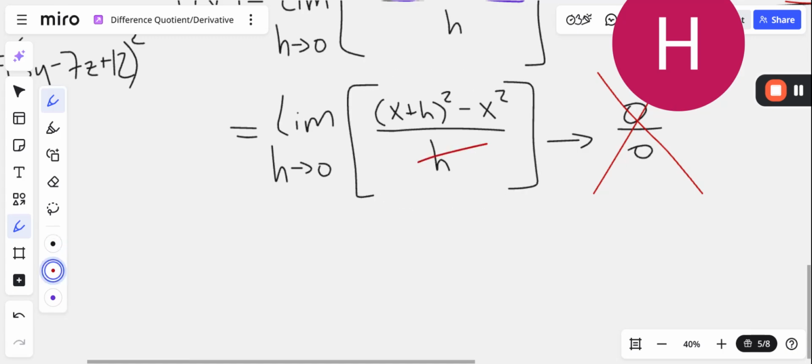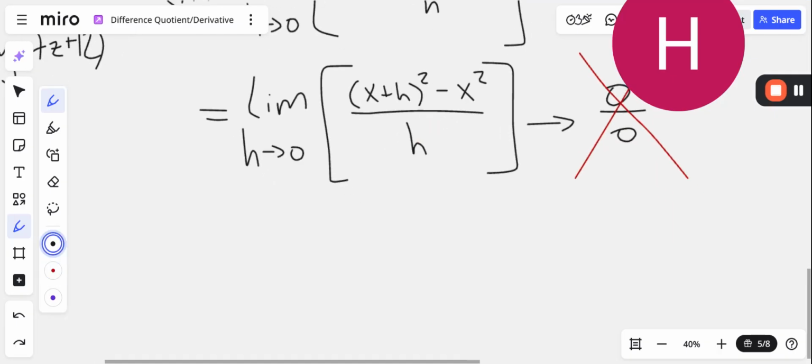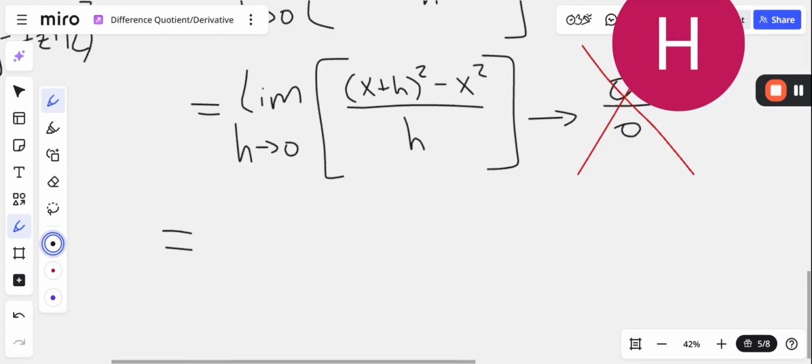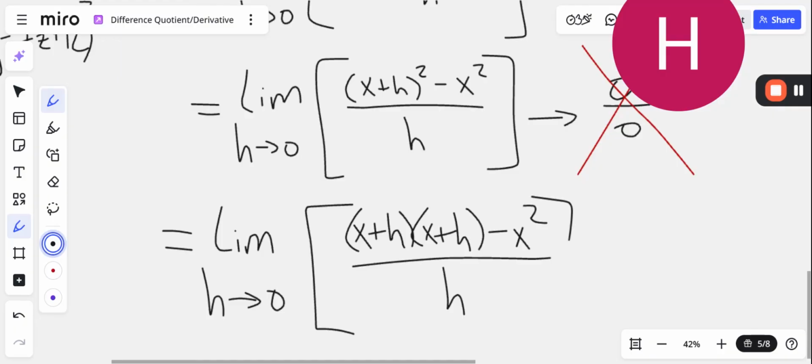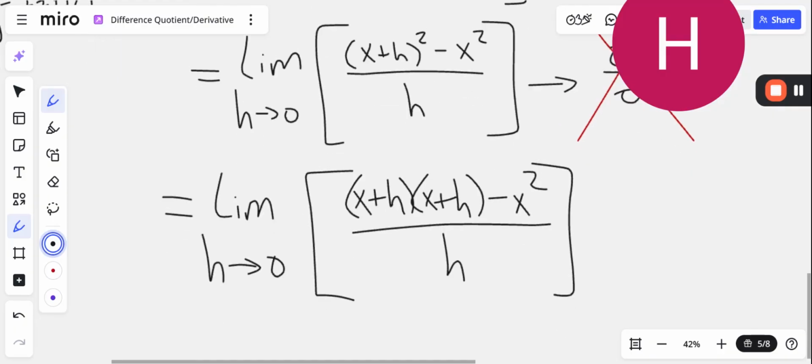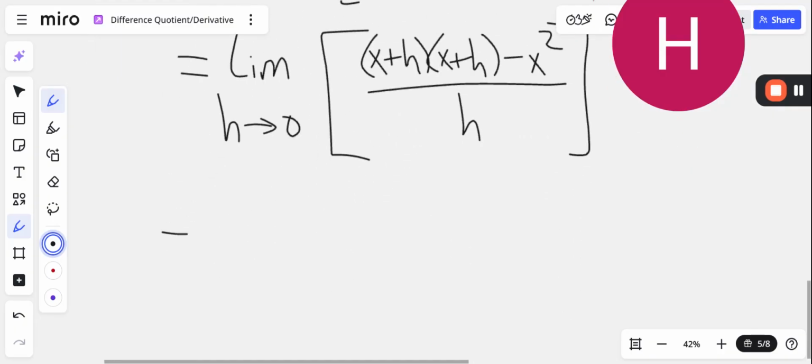Hopefully, we can cancel this h out. I mean, I can't just say bye-bye, it's gone. But hopefully we can cancel it out somehow. Let's trust the math. I see that there's a squared in here. Let's work that out. So this is x plus h times x plus h, and then that's minus x squared, all over h. Do we have to write limit every single time? Yeah. Be annoyed. It's fine. You'll get the answers right, and that's what matters.